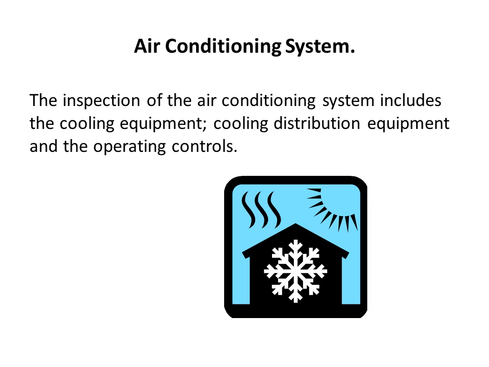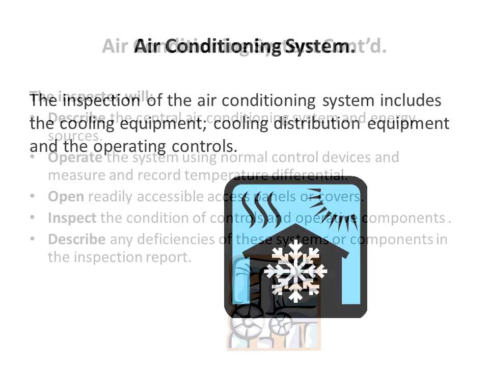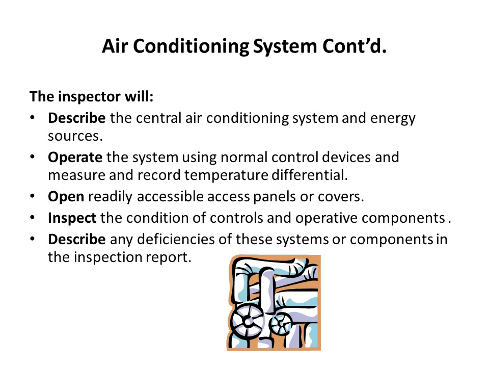Air conditioning system. The inspection of the air conditioning system includes the cooling equipment, cooling distribution equipment, and the operating controls. The inspector will describe the central air conditioning system and energy sources, operate the system using normal control devices, and measure and record temperature differential, open readily accessible access panels or covers, inspect the condition of controls and operative components, describe any deficiencies of these systems or components in the inspection report.